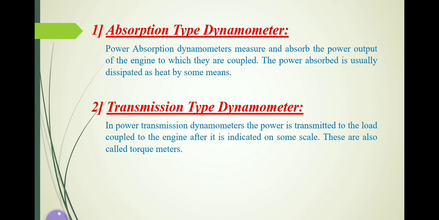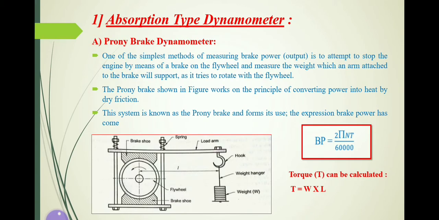Then we started with the first absorption type dynamometer, that is the Prony brake dynamometer. In this Prony brake dynamometer we saw how the absorption of the energy is done and how brake power is measured.